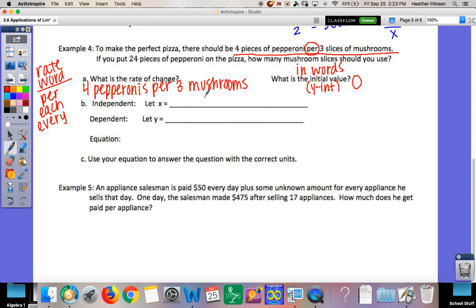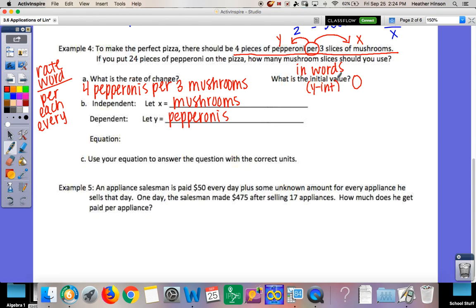To figure that out, we can go back to that rate word, that per. What comes before it is y. What comes after it is x. Remember, not the number, but the word. So these pepperonis before per, that is your y. Y is pepperonis. And then after per, you had mushrooms. So x is mushrooms.